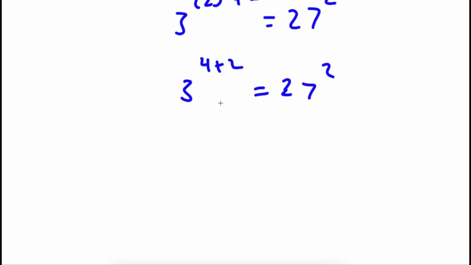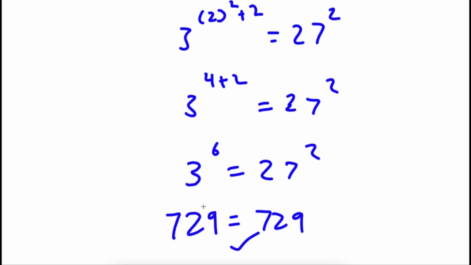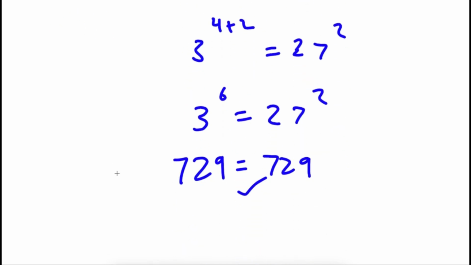Now 4 plus 2, that is going to equal 6. So now I have 3 to the power of 6 is equal to 27 to the power of 2. Now 27 to the power of 2, that is going to equal 729. And 3 to the power of 6, this is also 729. So I have 729 equals 729, so x equals 2 is also a solution.